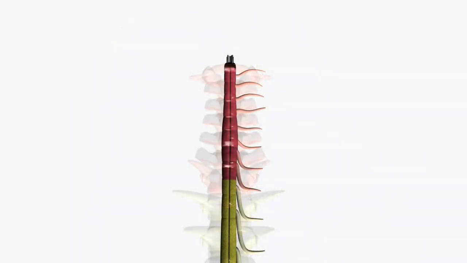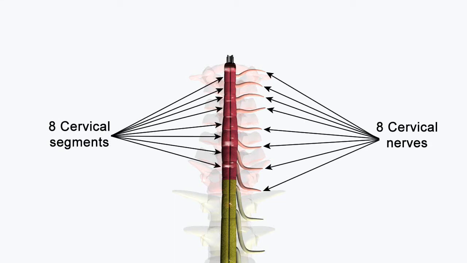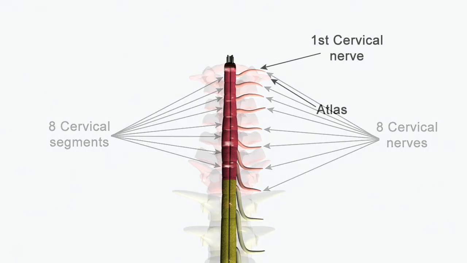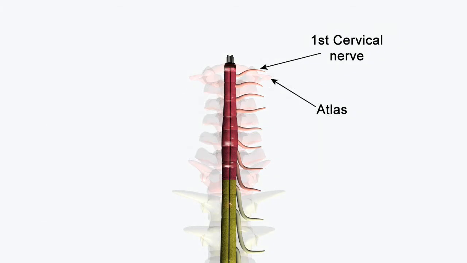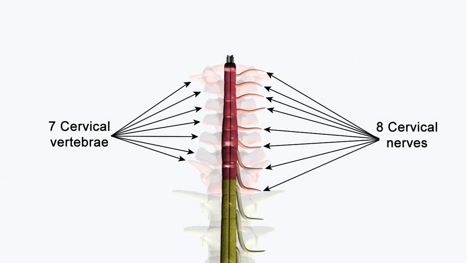The segmentation reflects the organisation of the vertebral column, with 8 cervical segments, C1 to C8, that innervate the neck, shoulders and arms. Now the first cervical nerve exits cranially to the atlas, i.e. between the atlas and the skull. Therefore there are 8 cervical nerves, but only 7 cervical vertebrae.